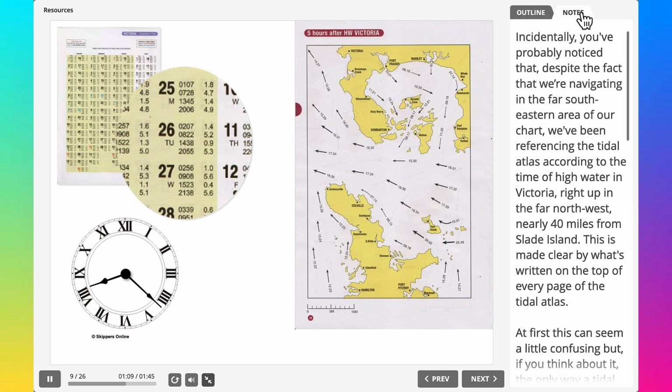So going back to our passage, let's imagine that it's Tuesday the 26th of March. We refer to the tide tables for Victoria on page 33 and see that there's a high water at 0822 UT. But hang on a minute, we're in the Southern Peninsula. So, assuming we've set our watch to the town hall clock in Port Slade, that's 0922 local time.